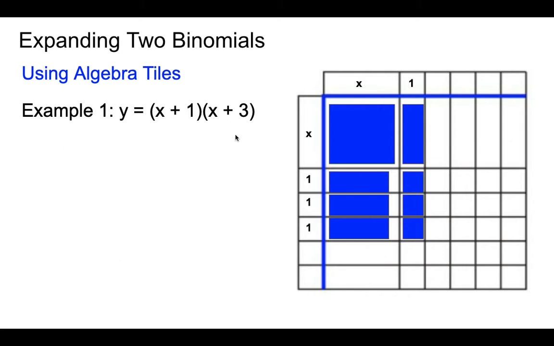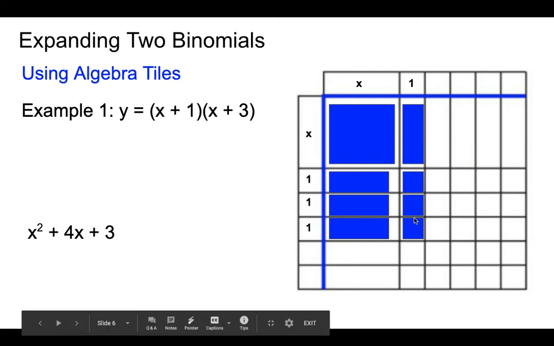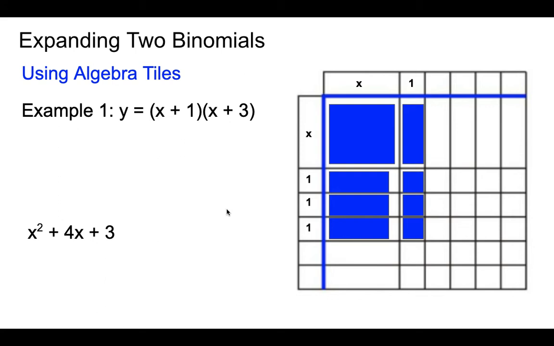Okay, and now to find a final equation, you figure out how many of each type of block you have. We have one x squared block. We have 1, 2, 3, 4 x blocks. And we have 1, 2, 3 1 blocks. And so this is how we write it. We have one x squared block, 4 of the x blocks, and 3 of the single 1 blocks. So that's how you do this using algebra tiles.